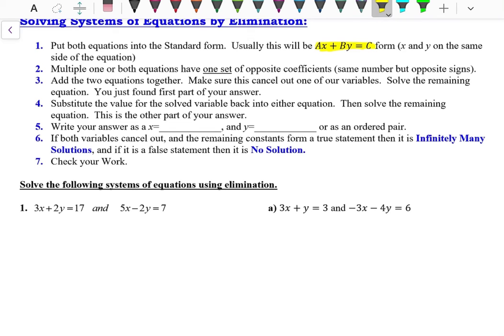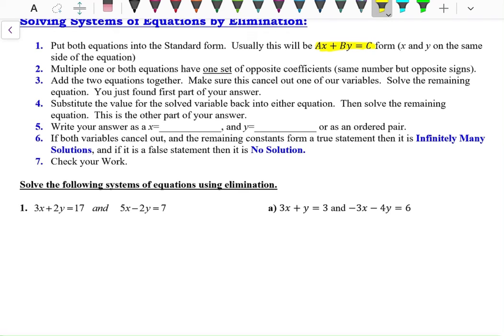Then, once we have part of that answer, x or y, we're going to put that back into one of the equations to solve for the remainder. Then we're going to have both an x and a y value, and we're going to write our answer as x equals a number, or y equals a number, or as an ordered pair, which is (x, y).